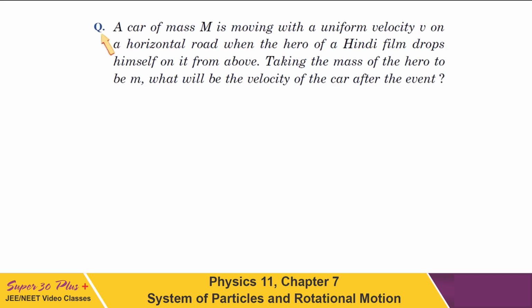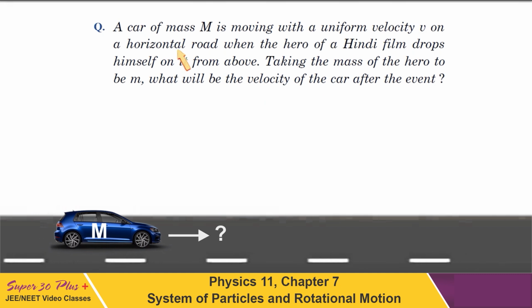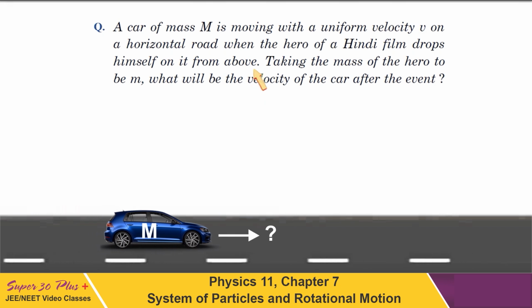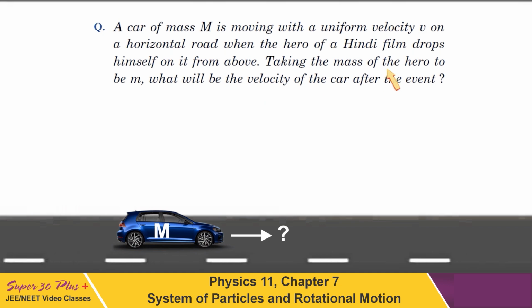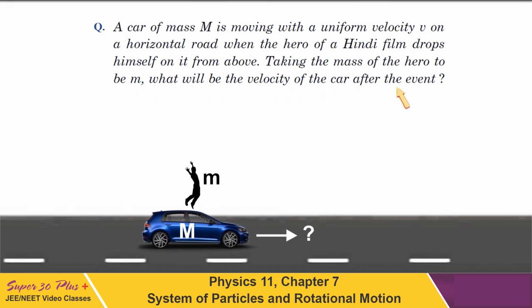In the next question, a car of mass m is moving with a uniform velocity v on a horizontal road. When the hero of a Hindi film, again the hero has come, drops himself on it from above. Please do not practice this at home. Taking the mass of the hero to be m, what will be the velocity of the car after the event?